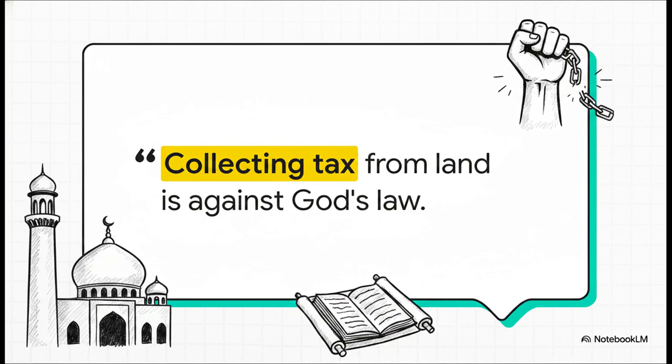The Faraizi movement, for example, was initially started by Haji Shariatullah purely for religious reform. But his son, Dudu Mian, took it to another level. He famously declared, "collecting tax from land is against God's law." This directly challenged the British-backed Zemindars, turning a religious reform into a fierce, massive political movement. Another vital name you need to know for this era of awakening is Syed Ameer Ali, who wrote the incredibly influential book, The Spirit of Islam.